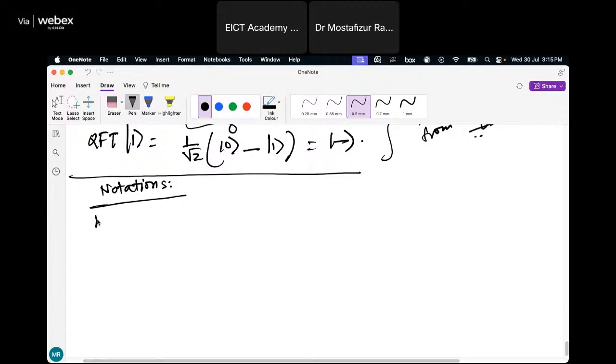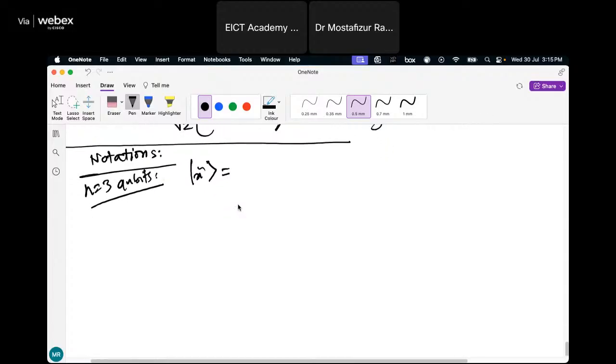Suppose n equals 3 qubits. Okay, so your x tilde, yes, that's what we just said. If you apply the Hadamard gate for 1 qubit, you are doing the QFT for a single qubit from the computational basis to the Fourier basis, right?